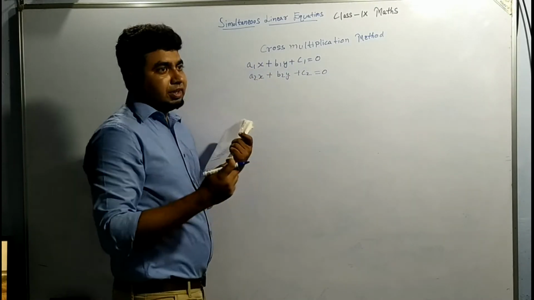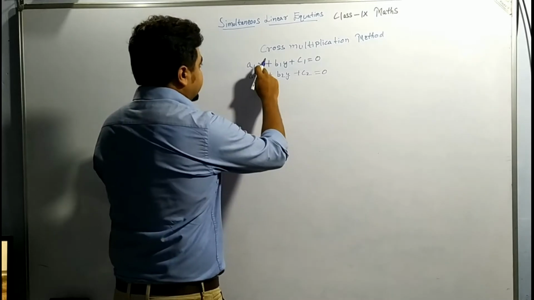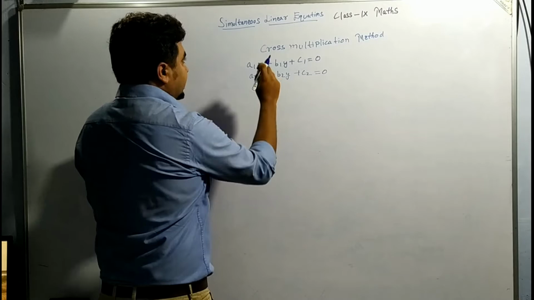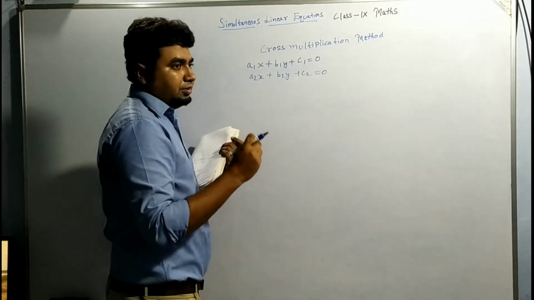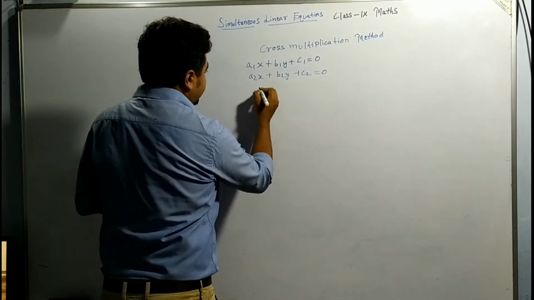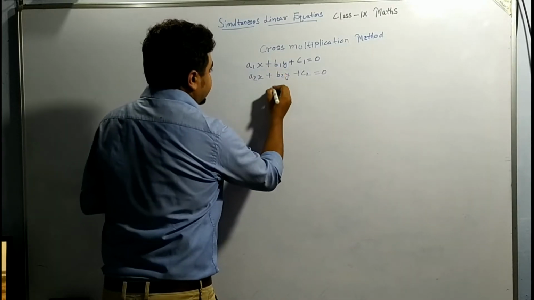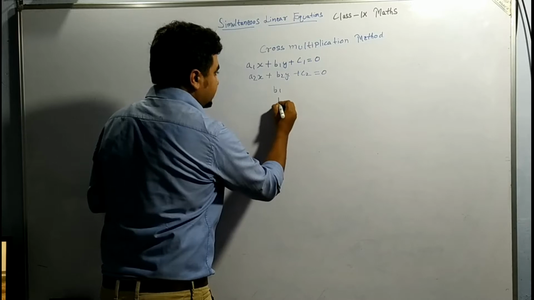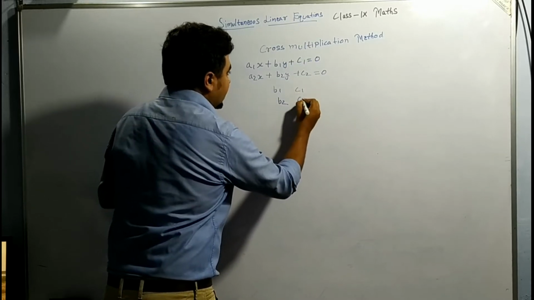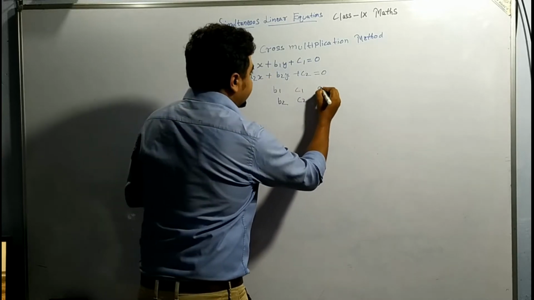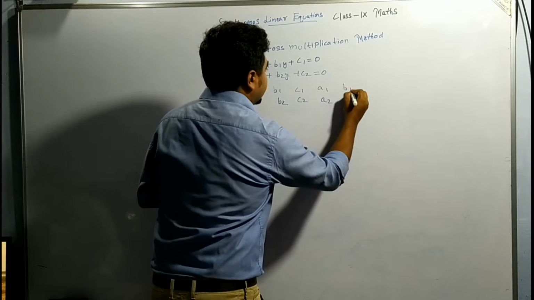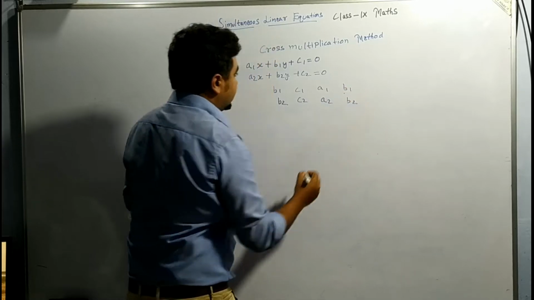And why am I saying simultaneous linear equation? Because two variables are there, x and y. That's why it is known as linear equation, and simultaneous because we will need two equations. So for solving this, we will take the coefficients. First we will start with b1 and b2, then c1, c2, then a1, a2, and then next one is b1 and b2. So this is the way I am writing.